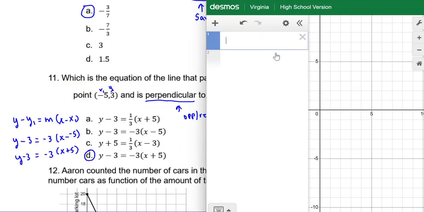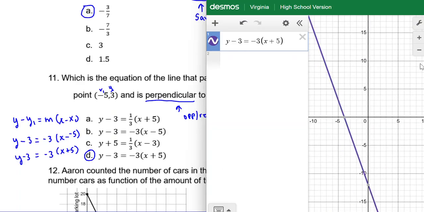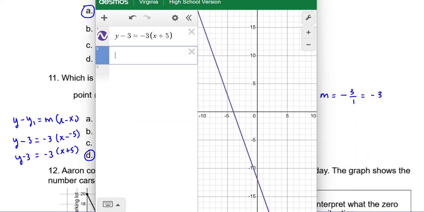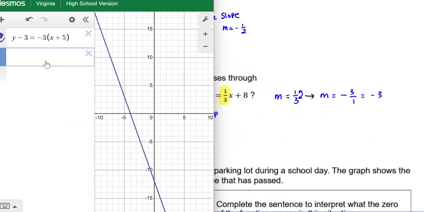Okay, so I know I'm looking at this one, y minus 3 equals negative 3, and then x plus 5. Always just start with pressing the home button. Okay, so that's my answer. But again, what am I looking for? I'm looking for a line that's perpendicular to this other line that I have here, which is y equals 1 over 3 x plus 5. And they definitely are perpendicular.